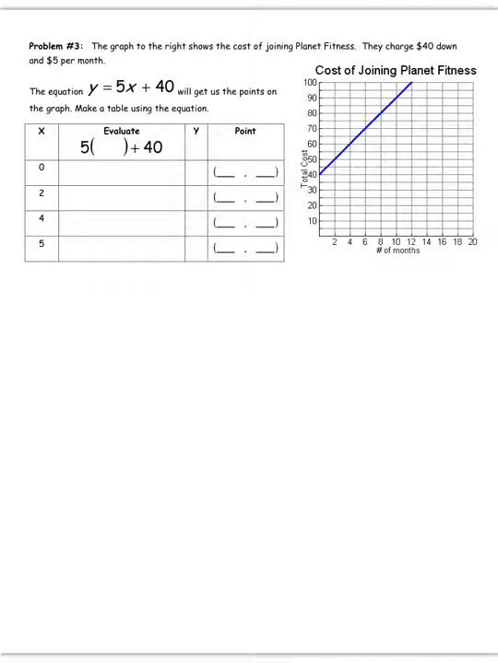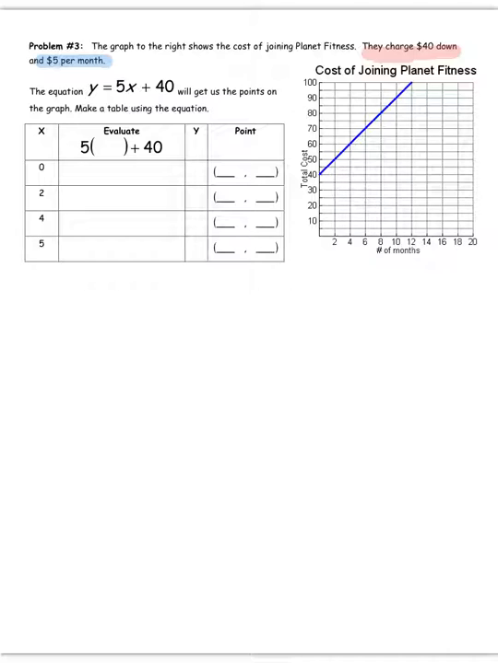Alright, for our last problem in these examples, we are doing an application that we are very familiar with. We've done so many of these in Unit 1. This is talking about joining a gym, and it says that this gym charges you $40 down, and $5 per month. $40 down is another way of saying $40 right when you join the gym, even before you attend the gym.